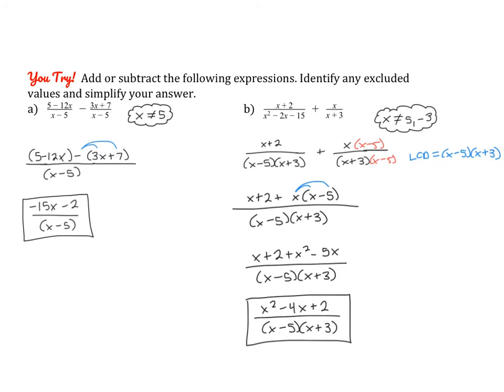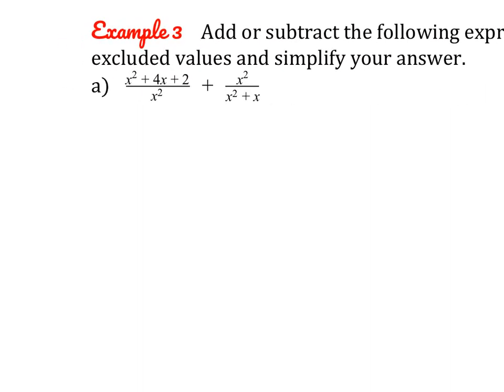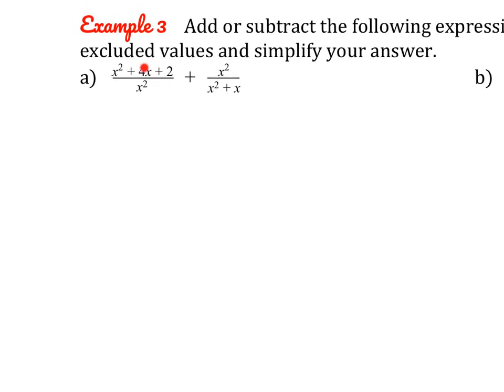All right, we're going to try 2 more together. So here, again, we're going to follow that same process. We're going to factor, we're going to look for excluded values, and then we're going to add or subtract. So in the first example, the numerator here is not factorable. So we'll leave it like this. And then our denominator is x squared. And then on the right, we do have a GCF of x, so we can say x times x plus 1.